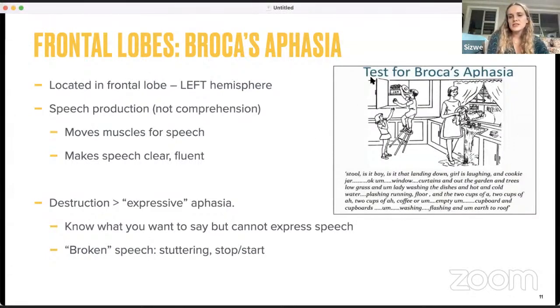Mr. Zondo included this test for Broca's aphasia in his slides last year, and I thought it was quite cool. If you read here, it doesn't really make comprehensive sense. So you can see what the person's trying to say. They're trying to explain what's going on, but there's a lot of mistakes, and you can see there's some stuttering. Remember, stuttering is not just repeating sounds, it's also filler sounds and stuff like that. That's also a form of stuttering. Stopping and starting, you can see there's pauses.